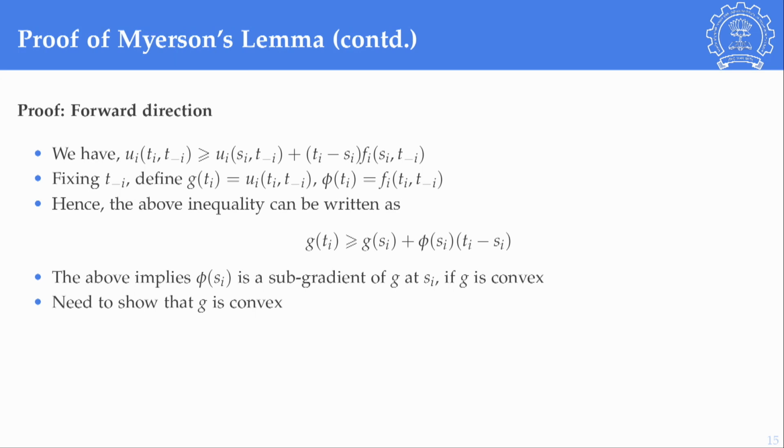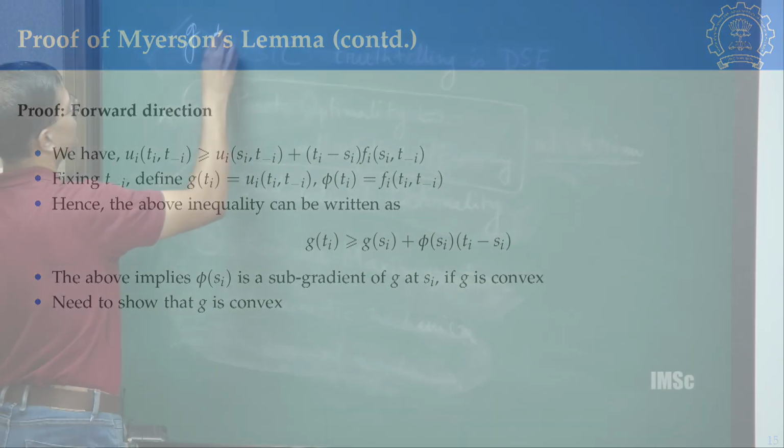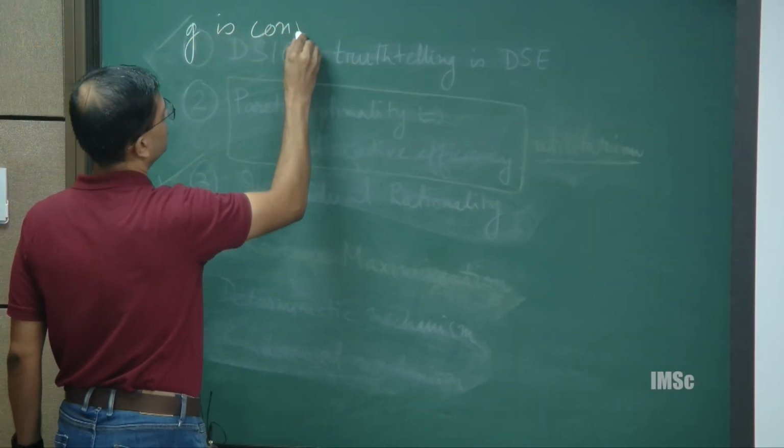Now, I need the other side. I mean, what do we need to show? If I want to show a function to be convex, what do we need to show? Every chord lies above the function, right? So, how do we show that? So, let us say G function, G is convex, this is what we want to show.